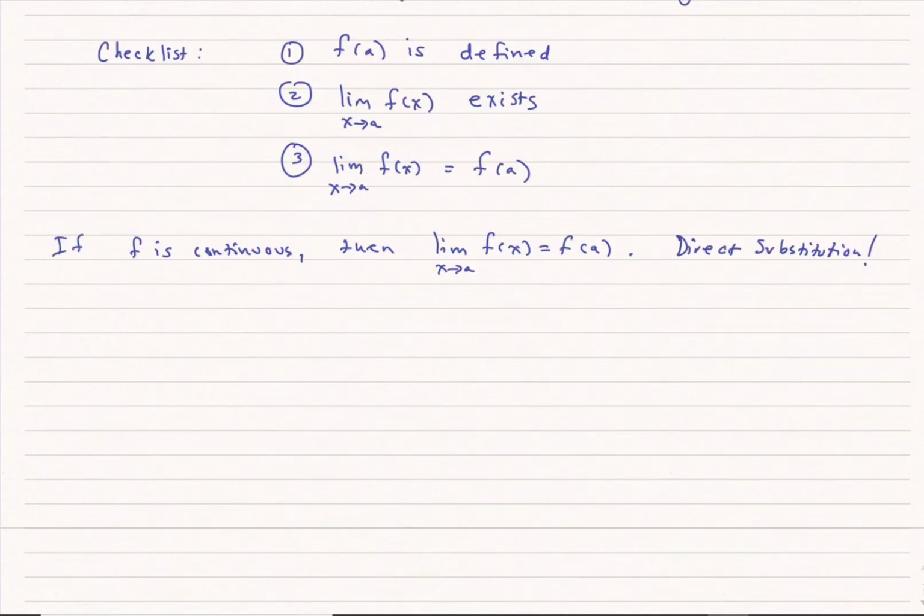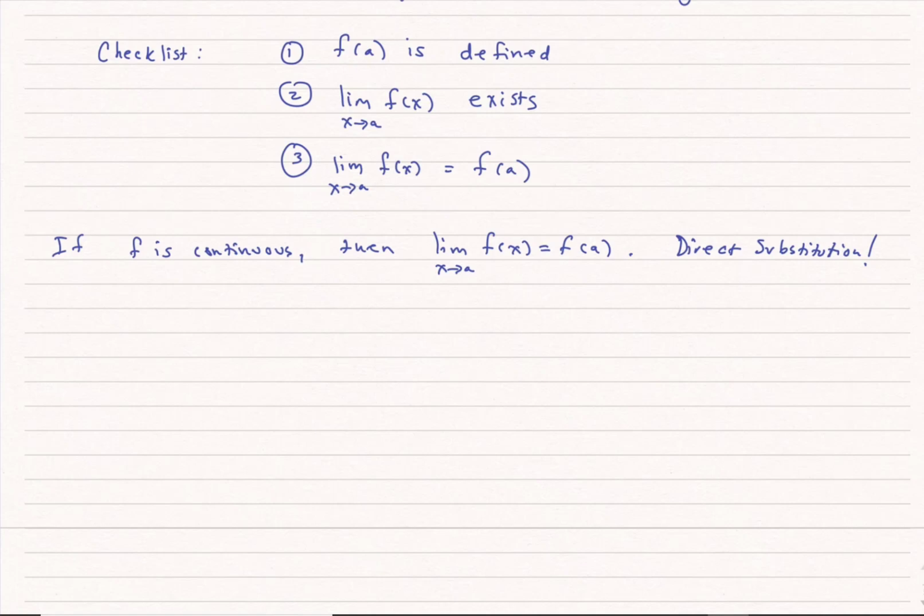We can use the following checklist to see if a function is continuous at a point. First, make sure f of a is defined. That is, a is in the domain of the function f. Make sure the limit as x approaches a of f of x also exists. The final step is to make sure those two numbers equal each other.